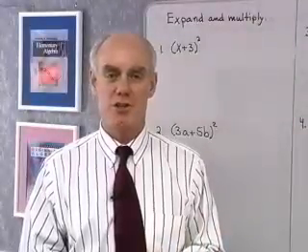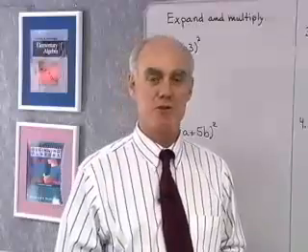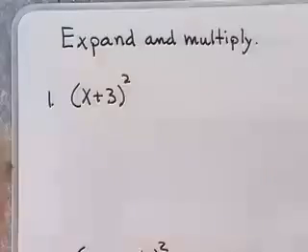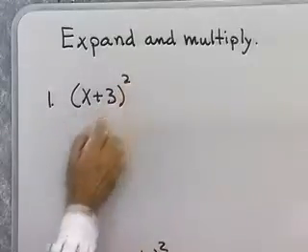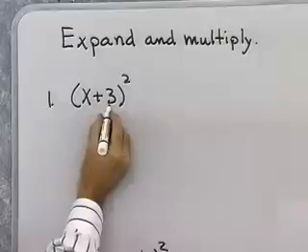Now we want to turn our attention to some special products in algebra. We want to look at, first of all, the square of a binomial. So here I have x plus 3 quantity squared. The most common mistake I see students make is to write this as x squared plus 9.